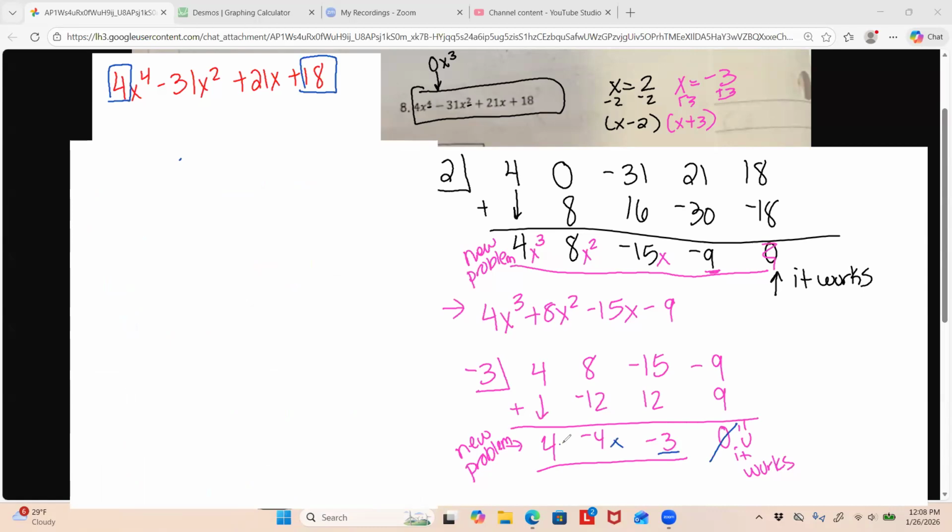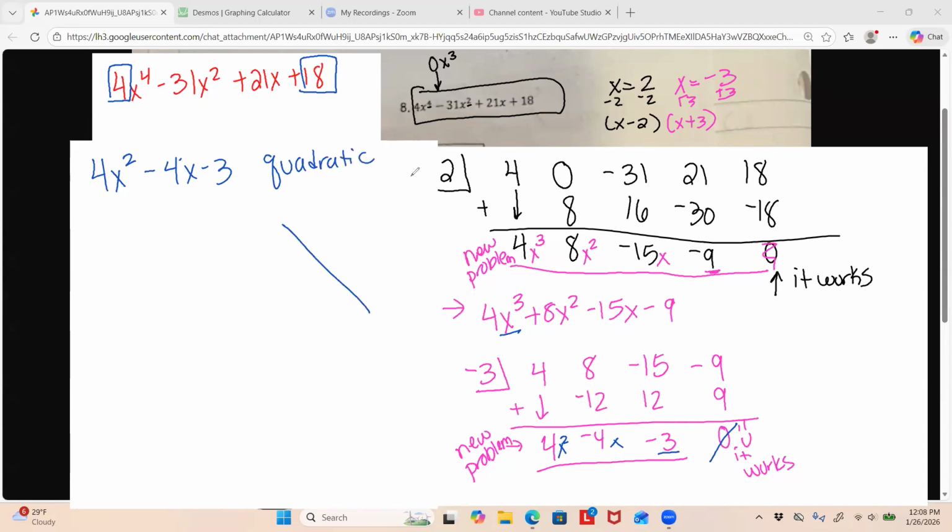Naked x squared. It makes sense that we're now at a square because we were at a cube. You should always step down 1. So we're now at 4x squared minus 4x minus 3. Well, that's just a quadratic. Let's see if we can factor that.